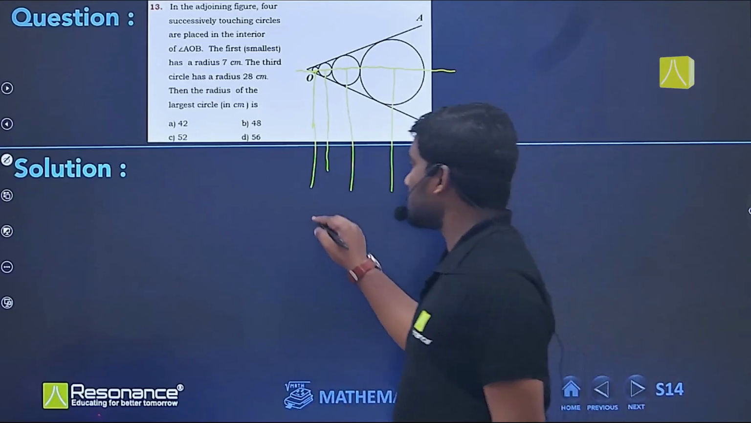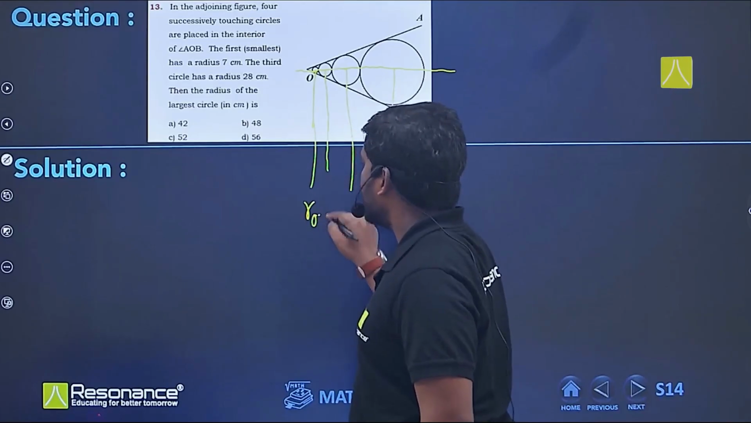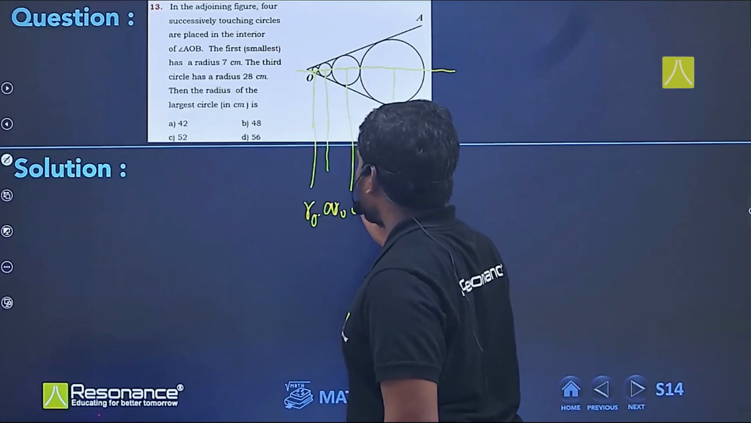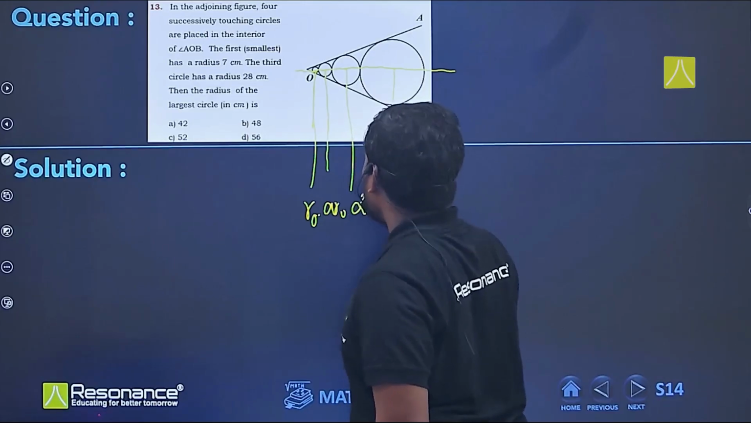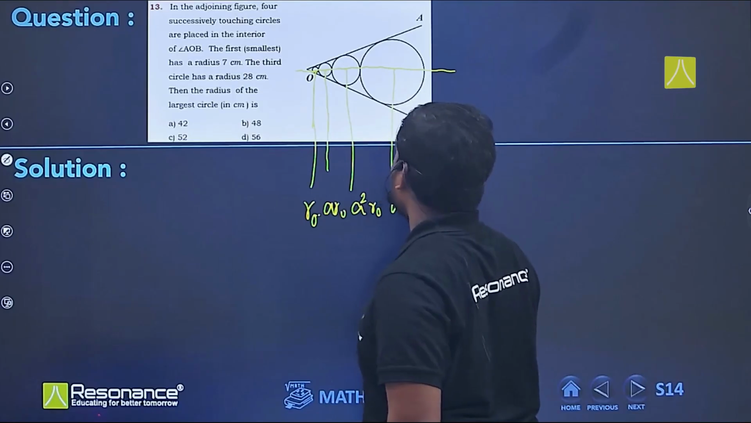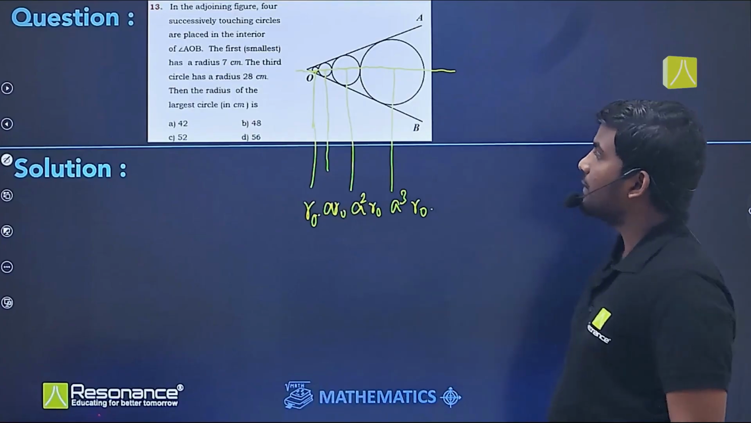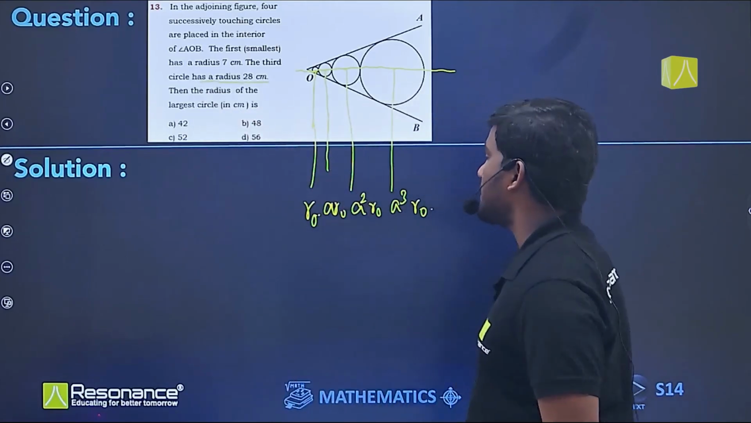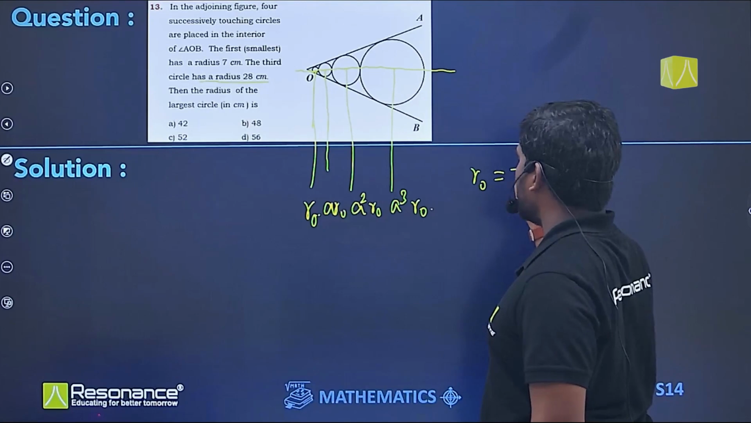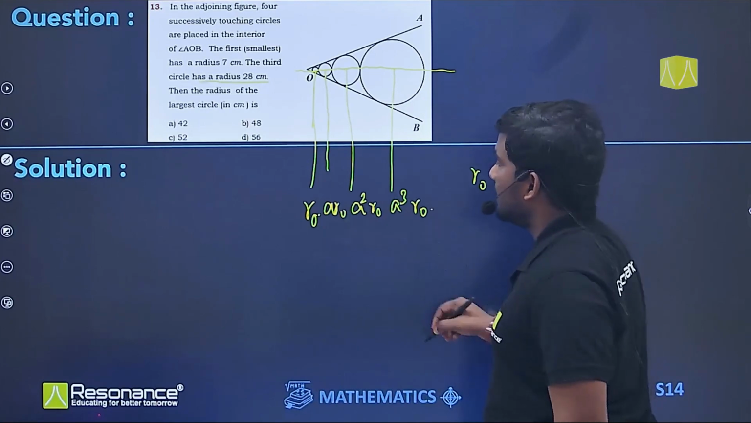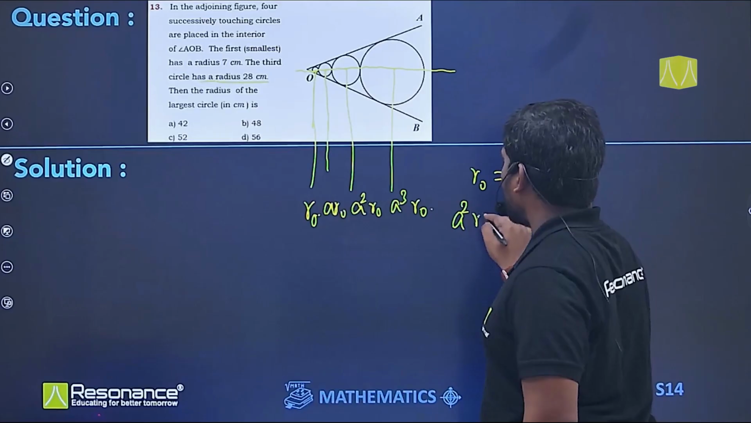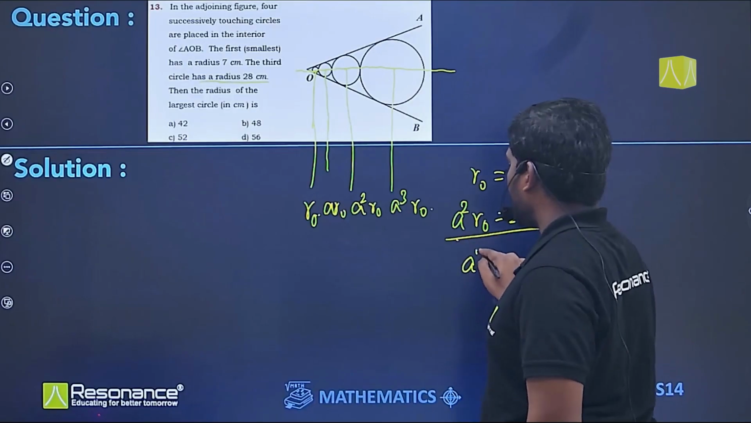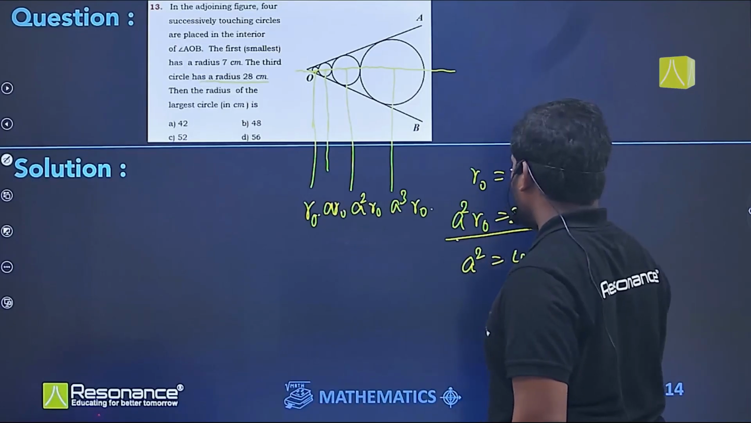So the radius of the first circle, if you assume it to be r0, the second would be a into r0, the third would be a square into r0, and the fourth would be a cube into r0. So the third circle has a radius of 28 centimeters. So r0 is 7 centimeters, and the third circle a square into r0 equals 28 centimeters. Now from here we get a square is 4, so a is 2.